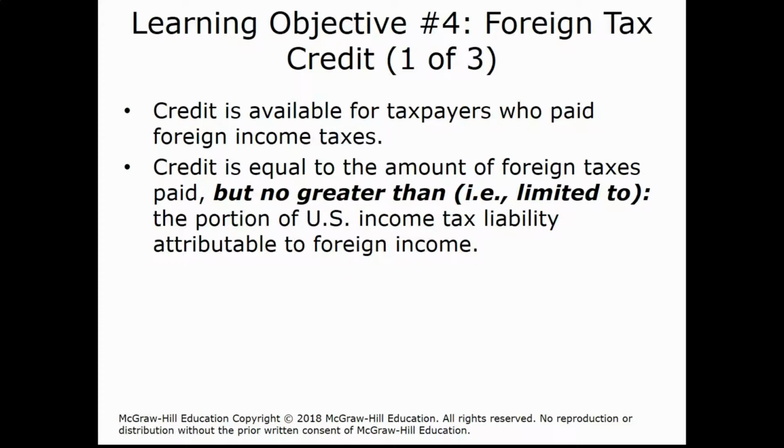This credit is available for taxpayers who paid foreign income taxes. This is the foreign tax credit, sorry. The foreign tax credit is the next credit we'll talk about, and it's available to folks who will have paid income taxes to foreign countries.